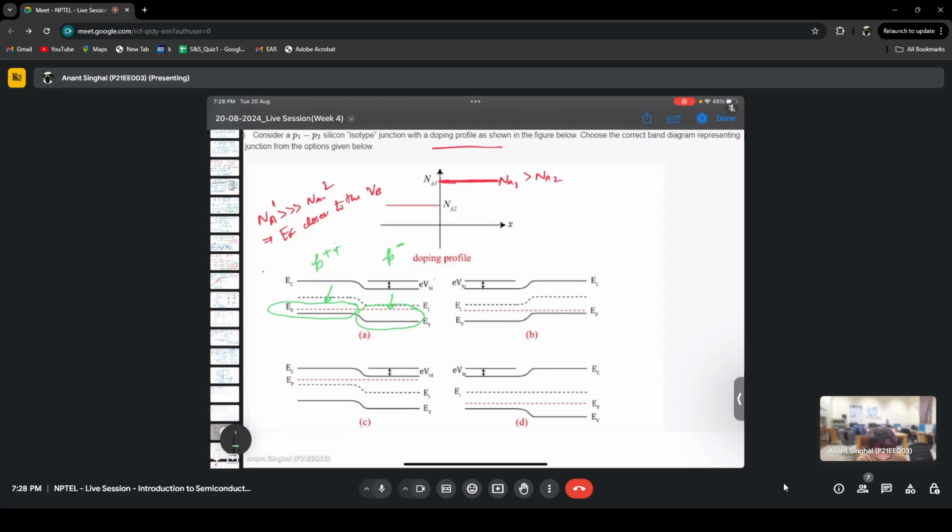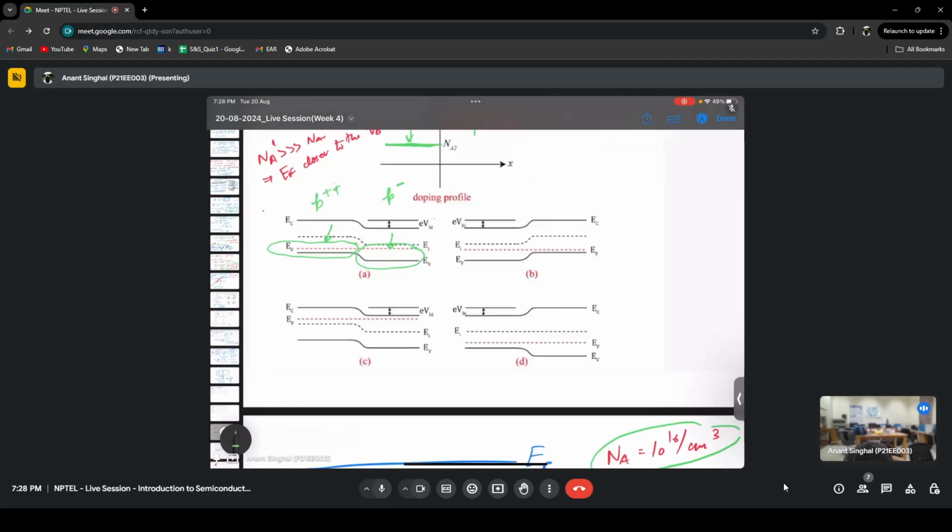Yes, sir. Okay. So in the given question, on the left side we have a smaller doping, and on the right side we have a larger doping. So let's try to see option C first. Can anyone tell why option C is incorrect? Anyone? It is for N type. Yeah. We have an N junction here and an N plus junction here because this is closer. So this will never be correct. Okay. So now can someone tell why option D is incorrect?